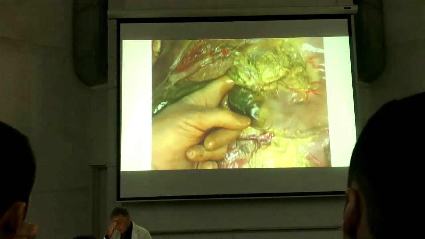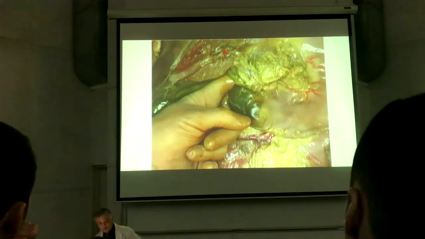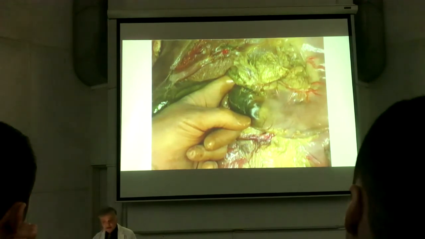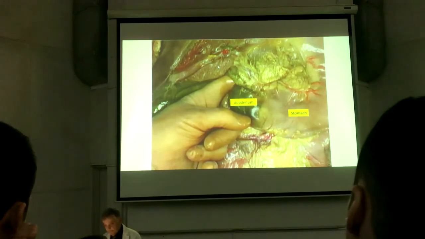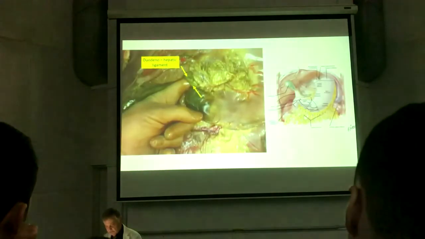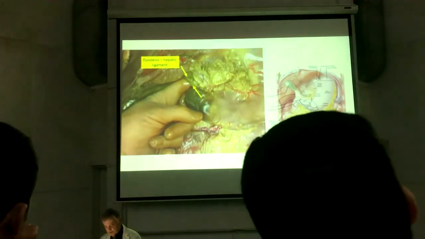This is a cadaver where the finger is introduced into this foramen, because this is the stomach. This is the duodenum, because it's green with bile, and this is the liver. And this is the lesser omentum. So the finger is now in the lesser sac. It's the same situation.